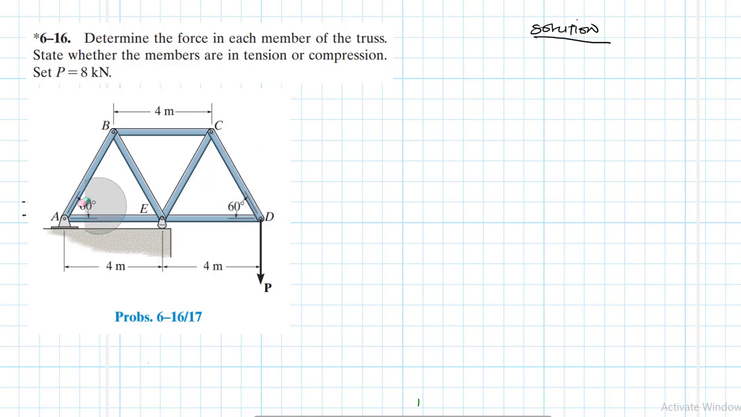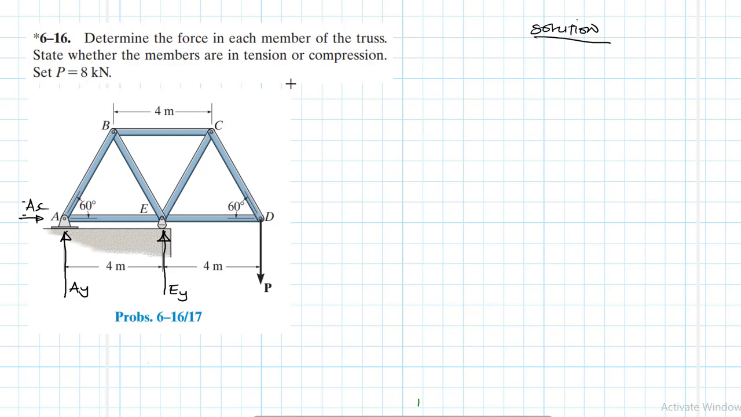So geometrically it is symmetrical. Let me check on the loading. For me to check on the loading, I'll need to find the support reactions. Drawing the free body diagram, I expect a vertical reaction EY at support E, and I expect two reactions at the hinge A. This is AY and AX.